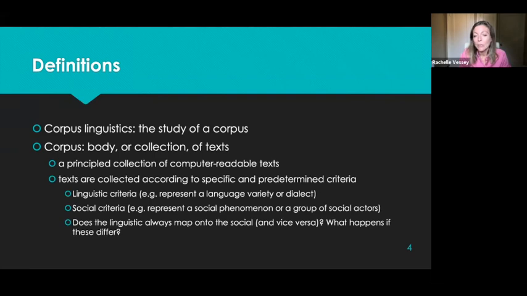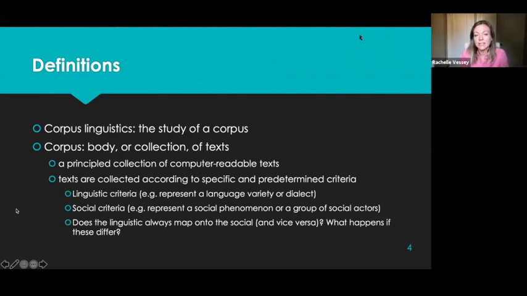These are things that we probably already know. But texts are collected according to specific and predetermined criteria. Now, normally those tend to be of two different types, sometimes of both types, but sometimes of just one or the other. Linguistic criteria representing a language, variety, or dialect, and/or social criteria, so representing a social phenomenon or a group of social actors.